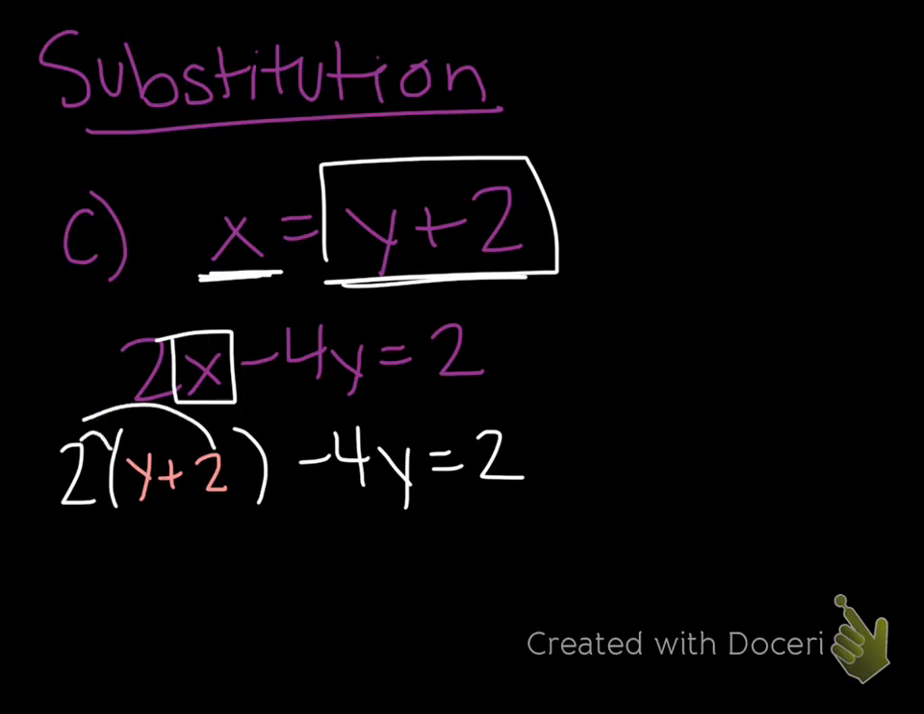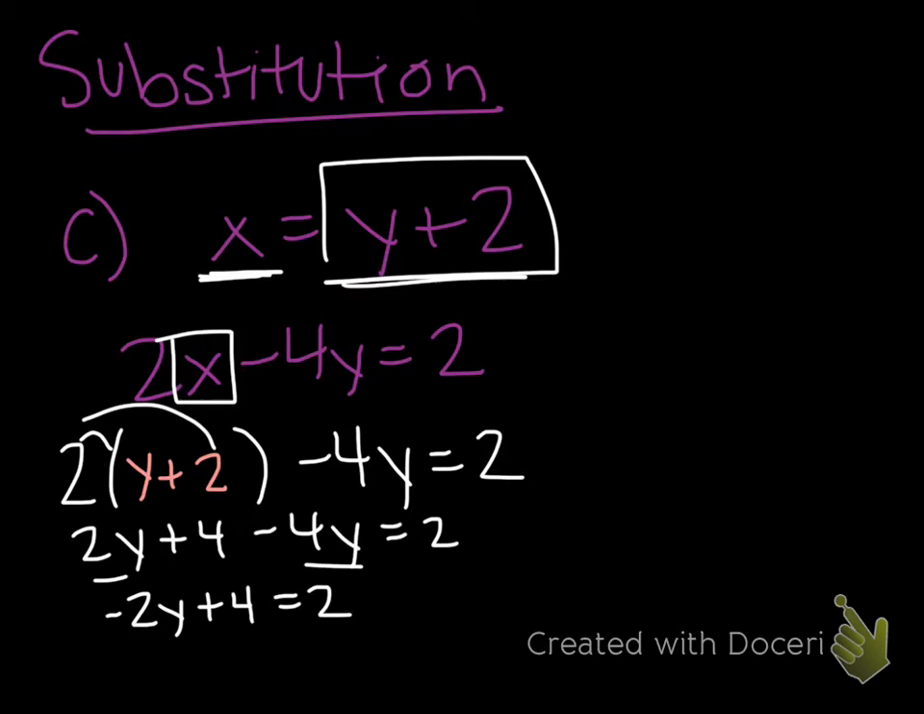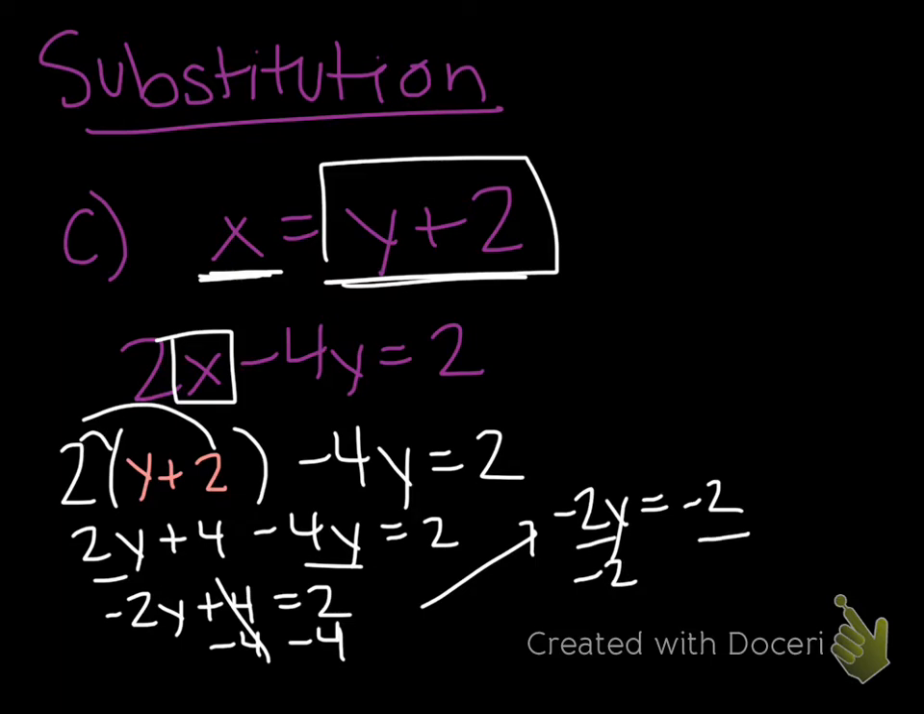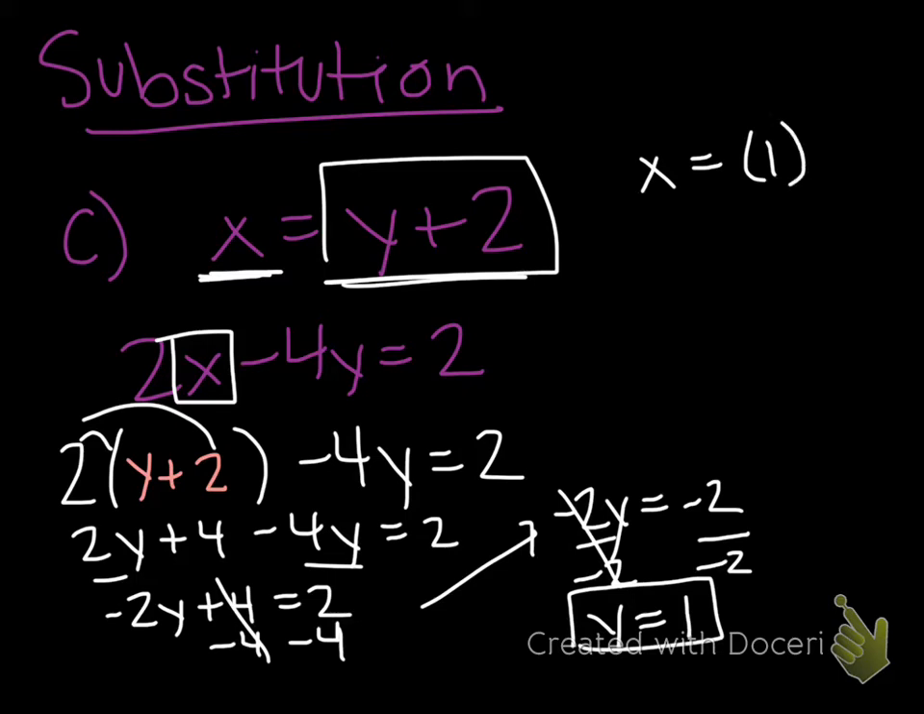We're going to distribute that 2 in, so I'll get 2y plus 4 minus 4y equals 2. We're going to combine like terms, so that will give me negative 2y plus 4 equals 2. And we're going to subtract 4 from both sides. So now I'm at negative 2y equals negative 2. Divide both sides by negative 2, and y equals 1. Now I come back up to that top equation, and it'll say x equals y, which is 1, plus 2. So x equals 3.